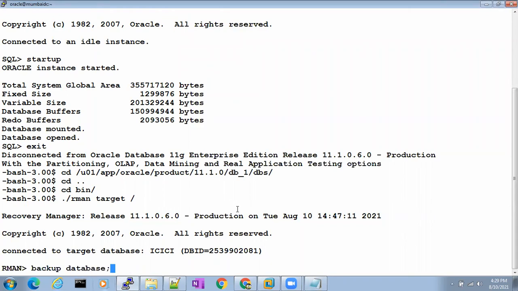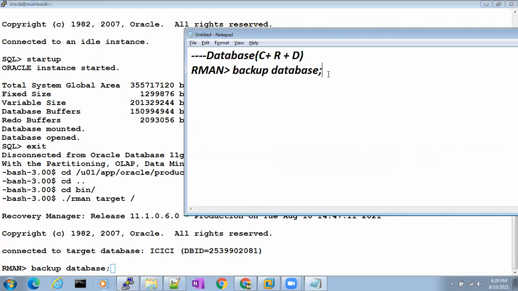Now, this is to take a database backup. What files are included in this backup? If I take this database backup, what files are included? CRD files will be included, right?